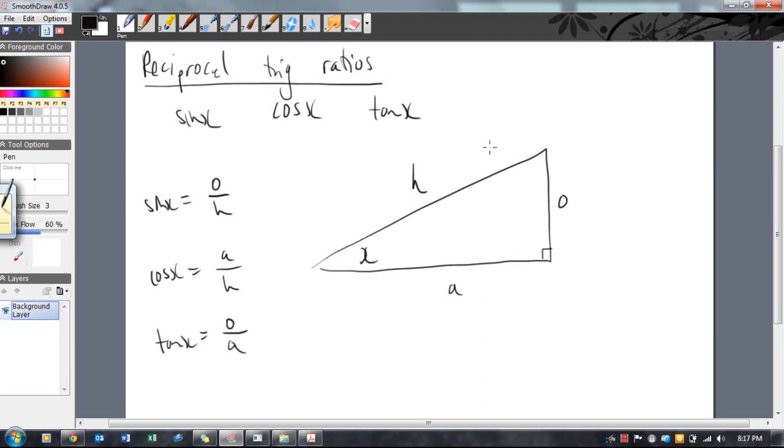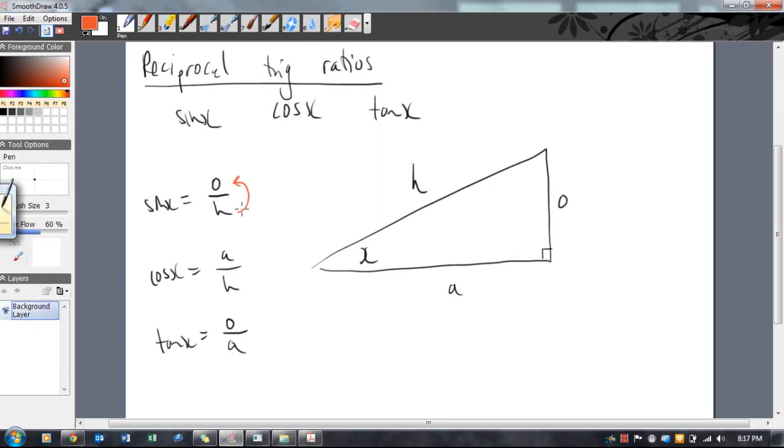In other words, this is 3 of the ratios in the triangle, but how many combinations can we get? We can get 6. There's actually 6 different combinations of ratios. How many pairs of 2 can we get from 3 sides? There's actually 6. And the other 3 will come from if we flip these upside down.